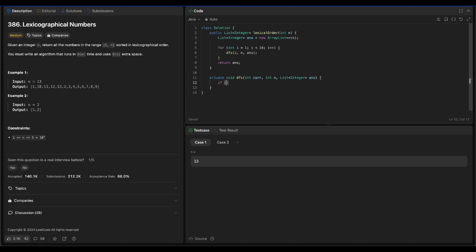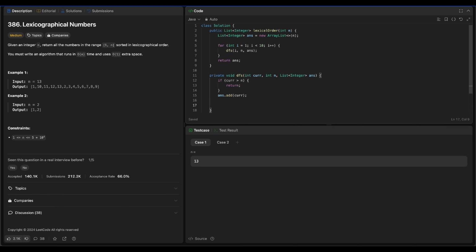So what is our base condition? It is when our current number is more than n, then we should return. Otherwise, we will add current to our answer. So that's what we meant by pre-order traversal. And now we will start the DFS again. So it will have 10 siblings at each level. So we will just start from i equal to 0 till 10.